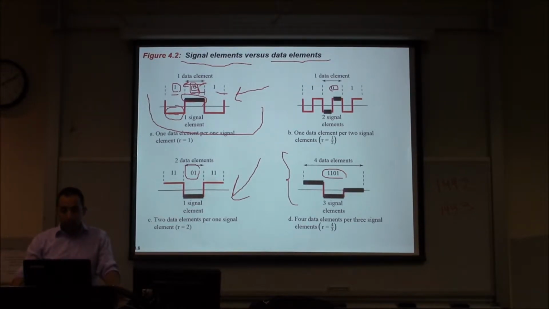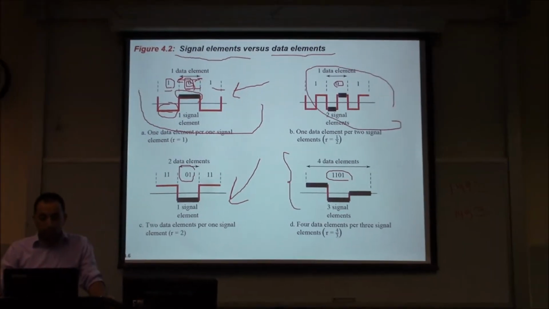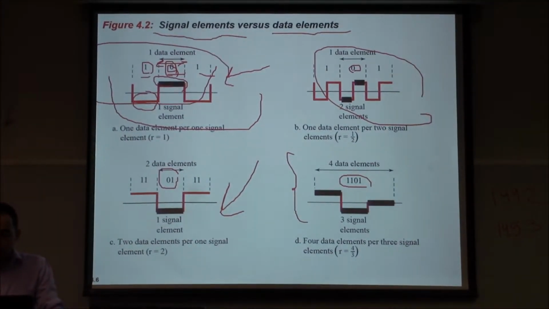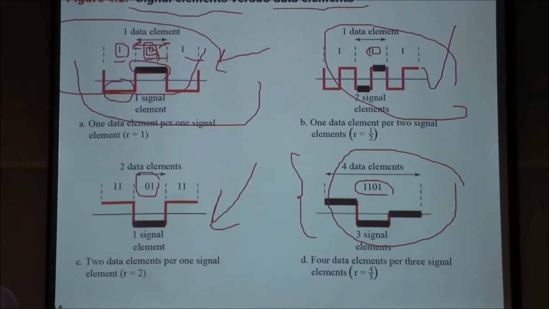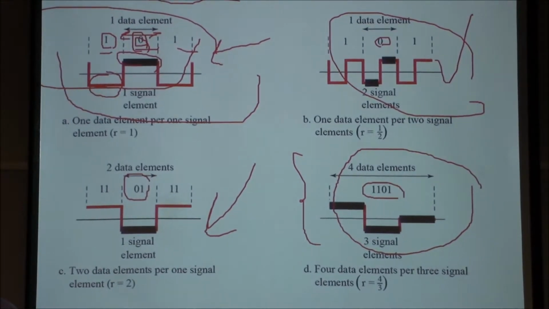So for example here, which one of these has the higher signal rate? This here or this here? This one, right? Why? Because we have 2 signal elements here per bit interval, while this one has the highest signal rate. We have 3 signal elements per bit interval. So this one is the highest. Just keep in mind what we mean by signal element and data element, because we will use that in the next slides.